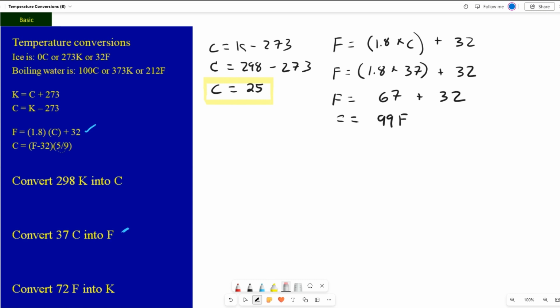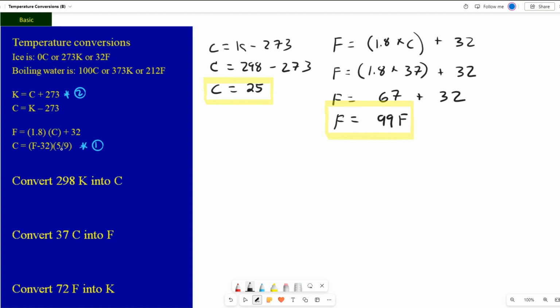Now, for the last problem, we're going to take a look at going from Fahrenheit to Kelvin. When you go from Fahrenheit to Kelvin, you actually have to use two of the equations. The first thing we need to do is use this equation here to go from Fahrenheit to Celsius. That's the first step. Then once we get that, we're going to go from Celsius to Kelvin using this equation here. That'll be the second step. All right, let's get started. It says convert 72 Fahrenheit into Kelvin.